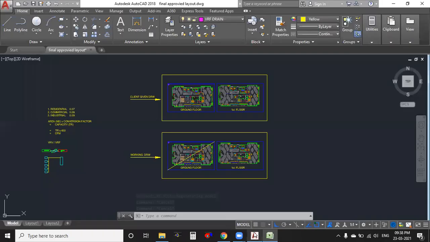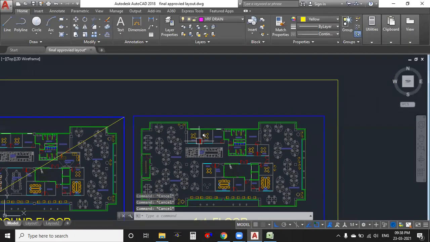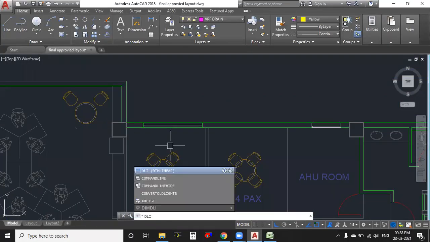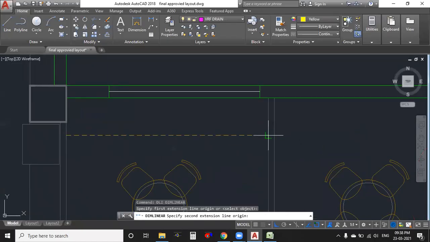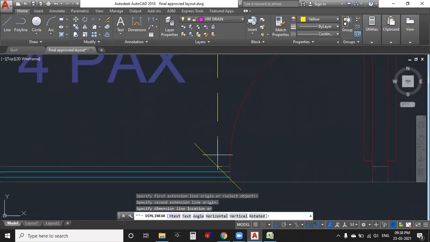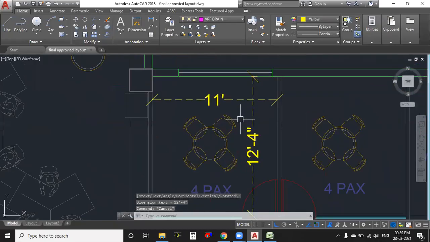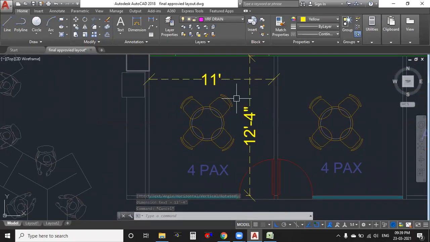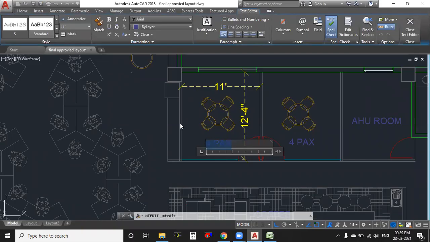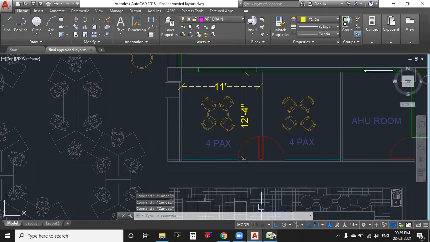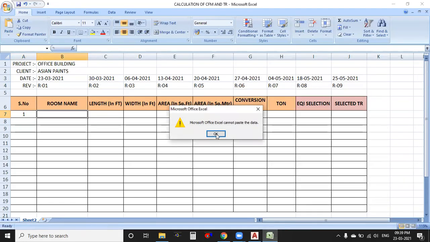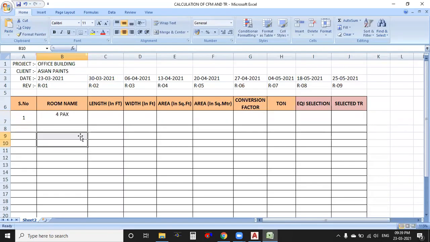Now serial number 1. I am going to start with small rooms and end with big rooms. This is the width and this is the room length. What is the room name? 4-pack. Just double click here, copy with Control C, and open your Excel file. Serial number 1, room name 4-pack, Control V.